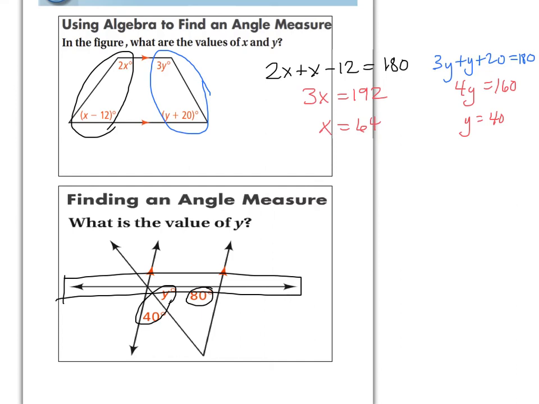So they're going to be supplementary. So I know that that angle together is y plus 40, plus the other angle of 80, is going to equal 180 degrees. So we got y plus 120 equals 180, and y in this case is going to be 60.